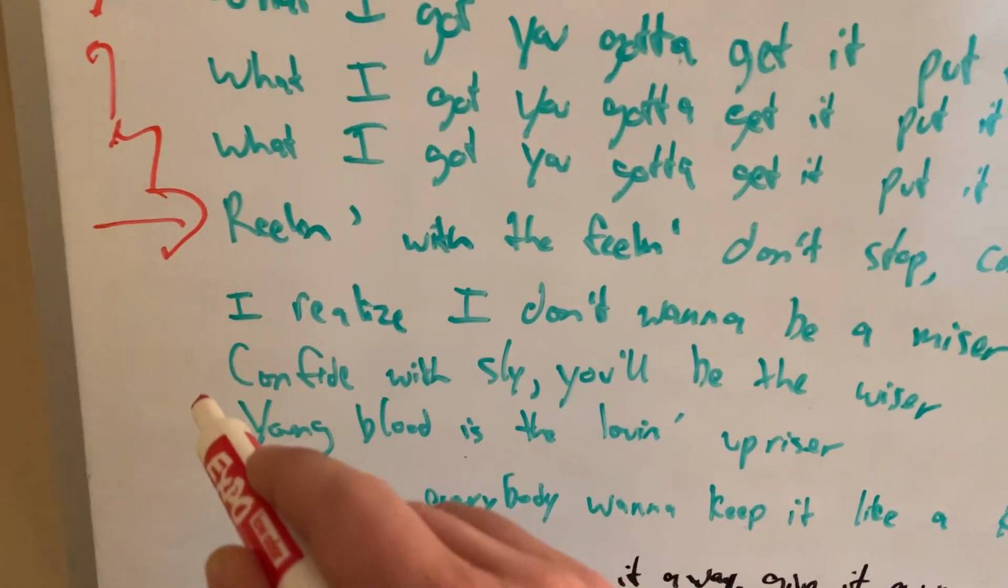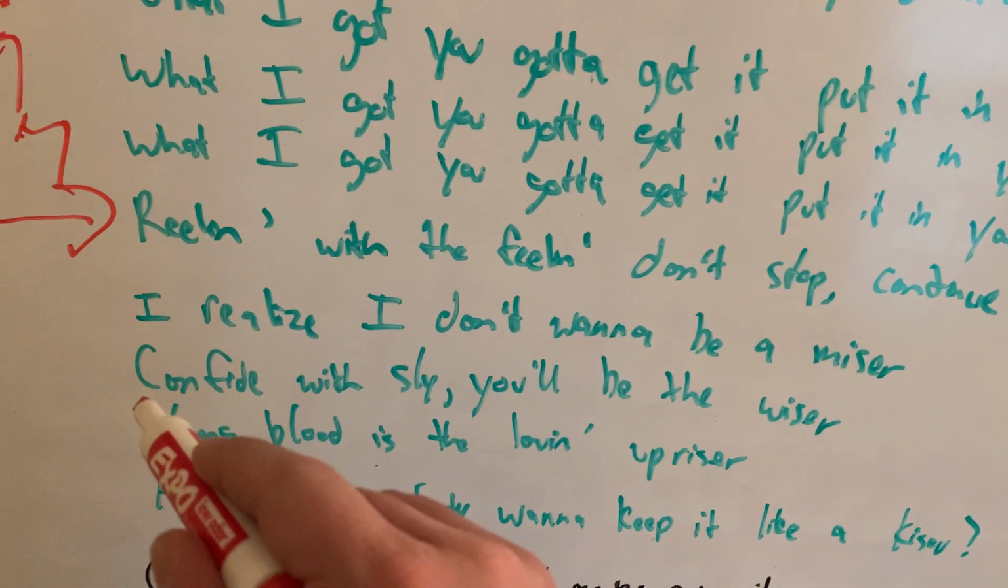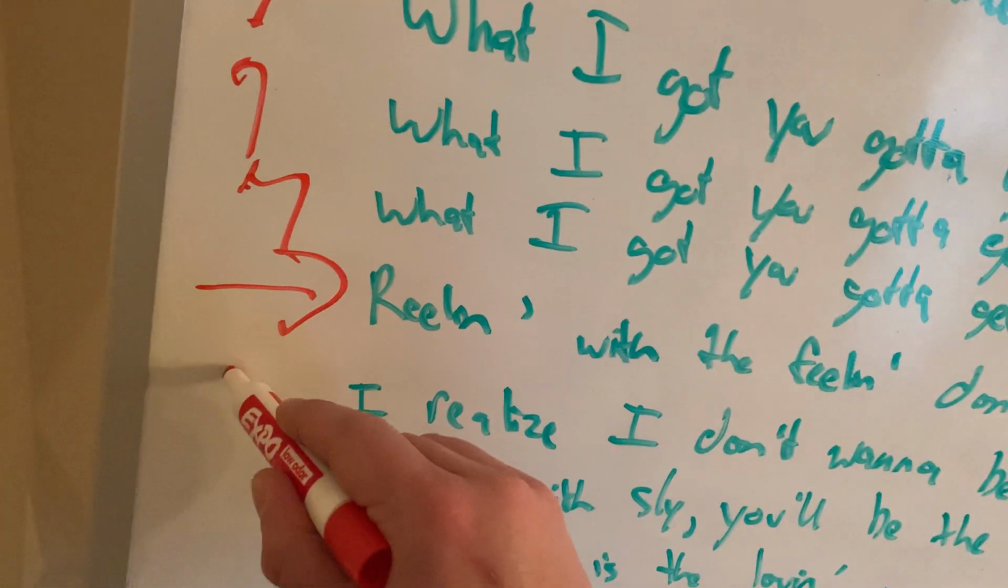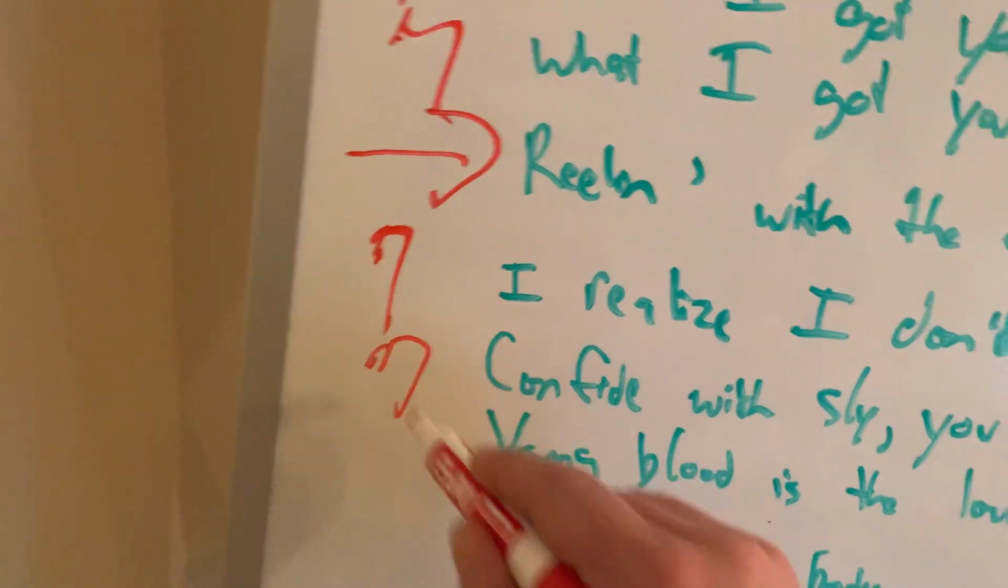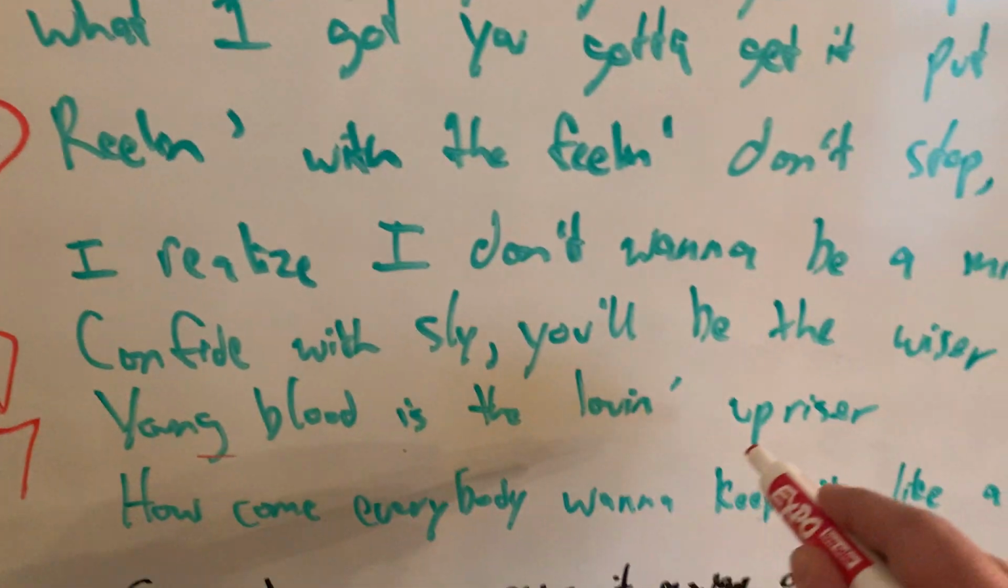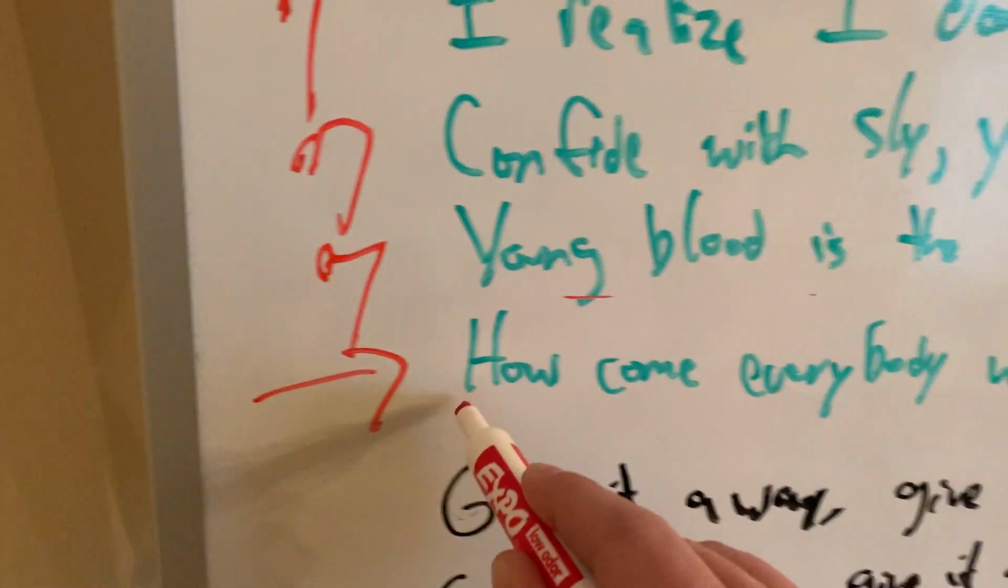Okay. Same formula in this next part of the verse. Rest on beat one. Rest, I realize I don't want to be a miser. Rest, confide with Sly, I'll be the wiser. Rest, young blood is the loving upriser. How come everybody want to keep it like a Kaiser? Flowed through, didn't rest on beat one there.